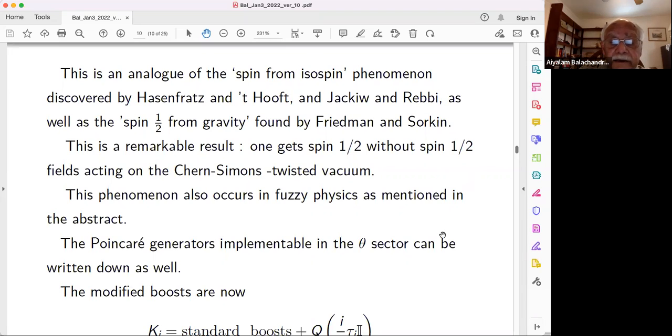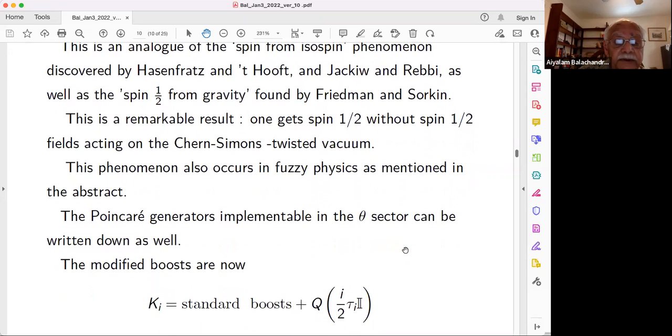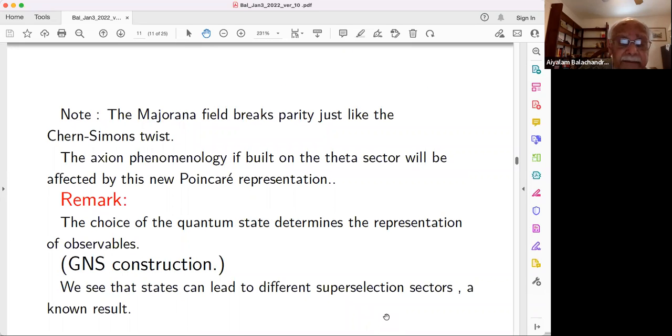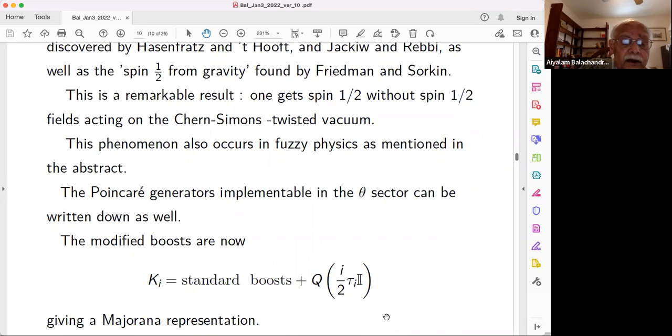Now let me come back to this one minute. Okay. So what about the boost generators? We can do that also. SL2C has a finite dimensional representation where the generators are tau I over 2 and I times tau I over 2. So I just change the standard boost with this operator and they will fulfill the Poincare algebra, the Lorentz algebra. So what I'm getting is a Majorana representation of the Poincare group. So the claim is that the theta vacuum I'm dealing with is giving a Majorana representation of the Poincare group.